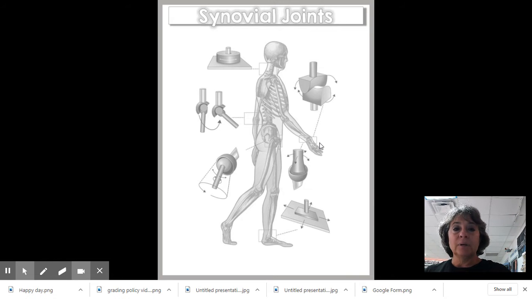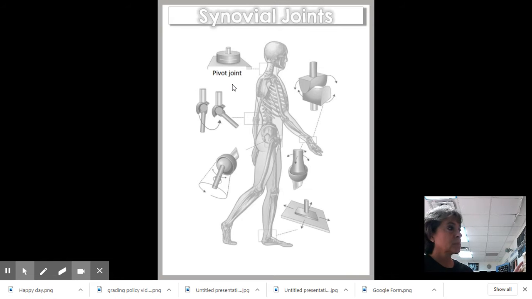We're going to start at the top left. That is an example of a pivot joint. If you are in marching band or you do dance, you kind of know what a pivot is. Pivot is when you're doing this and then you do this. This kind of joint is found in the upper neck bones, and this is what allows you to move your head like this. So saying no is because of this pivot joint that you have in your vertebrae.